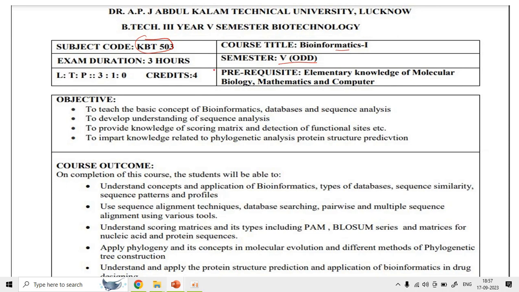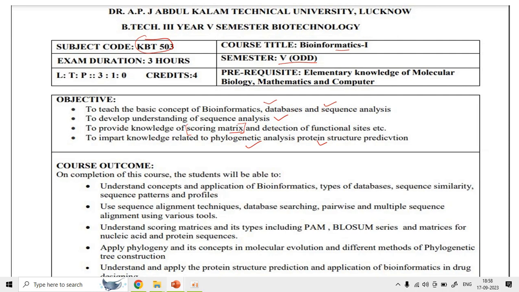What is the prerequisite? It's elementary knowledge of molecular biology, mathematics and computer. The objective of the subject is to teach the basic concepts of bioinformatics, databases and sequence analysis. We will go in depth of each topic, develop understanding of sequence analysis, how we can analyze the sequence and what is the importance of sequence analysis, to provide knowledge of scoring matrices, how the scoring matrix plays an important function in the sequence analysis part, and detection of functional sites, to impart knowledge related to phylogenetic analysis and protein structure prediction.